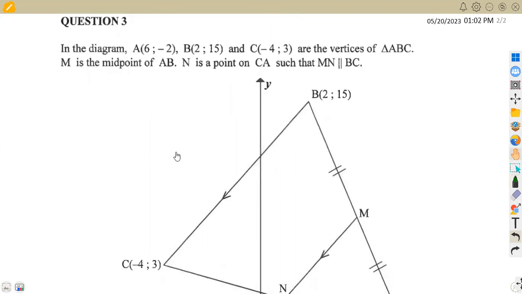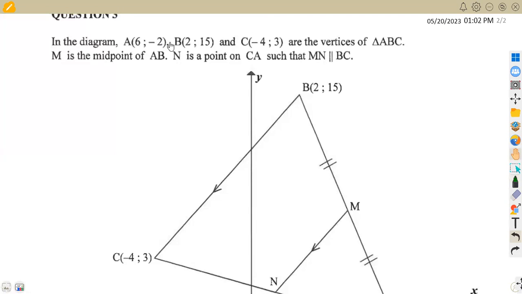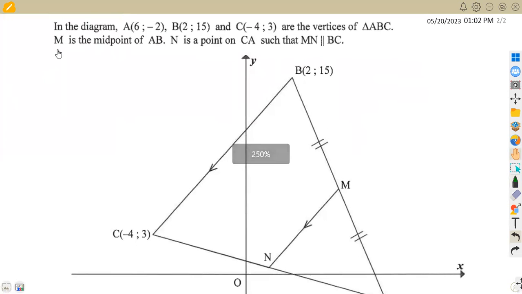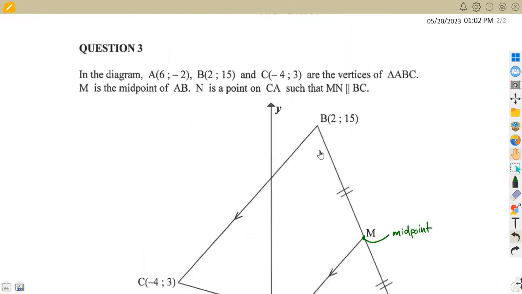So we have got this part of the question where we are given that in the diagram, the point A, the point B, and the point C are vertices of triangle ABC. And from there, M is the midpoint of AB. So we're given this part here where M is the midpoint of AB. So this is where we've got our point M. So this is the midpoint.